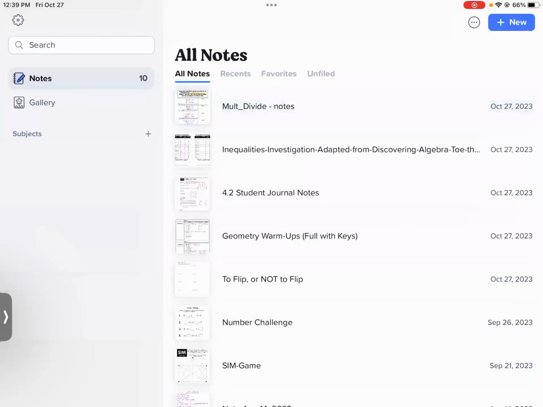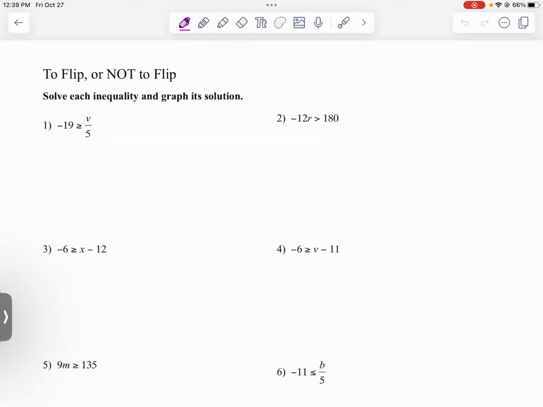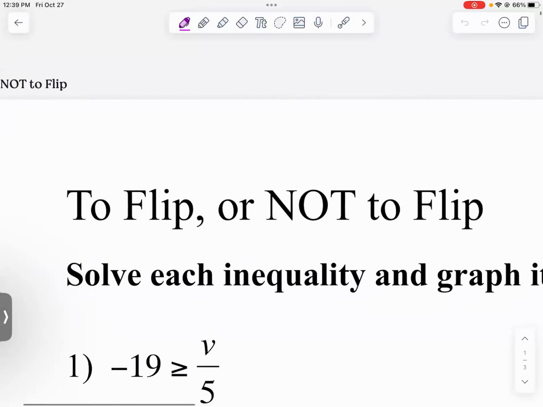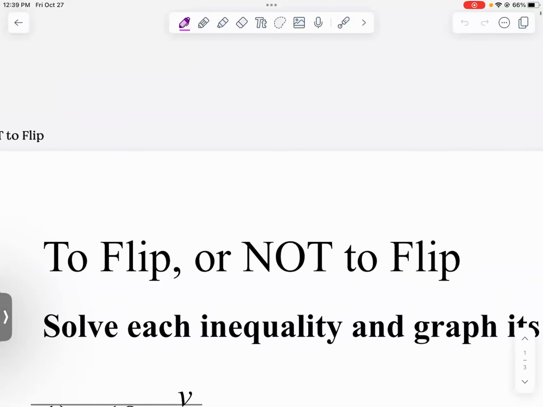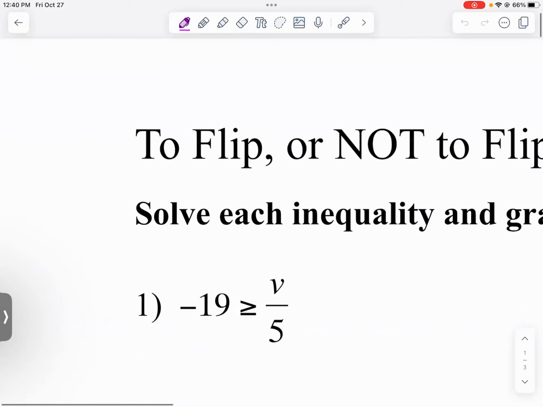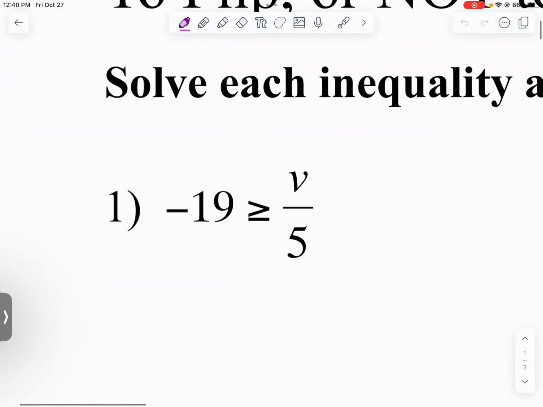Okay, real quick. We're gonna do a little activity. It is called to flip or not to flip. Okay, so thumbs up is flip. Thumbs down is not flip. Are you ready? When I do the first step of this inequality, would I flip or not flip my inequality? Thumbs up, flip. Thumbs down, not flip. Everybody go, vote.